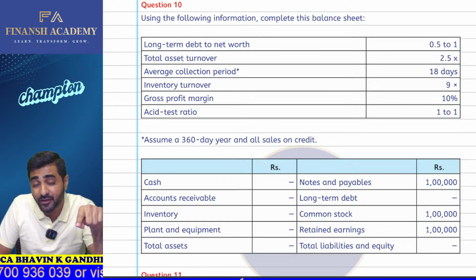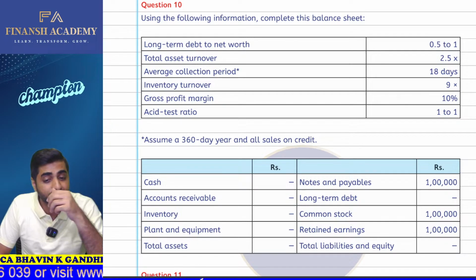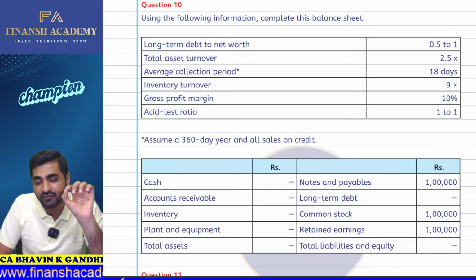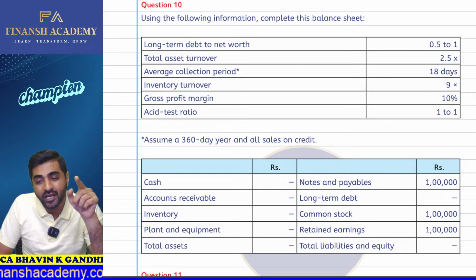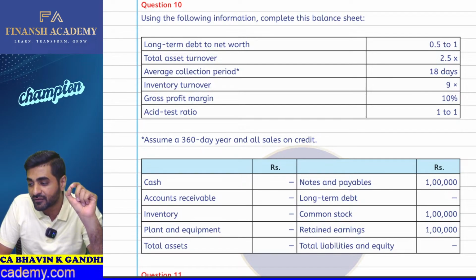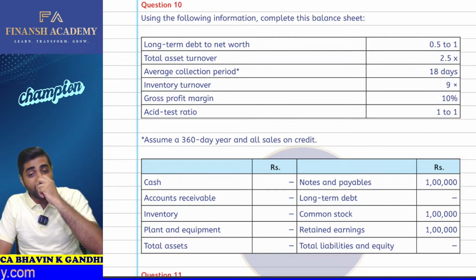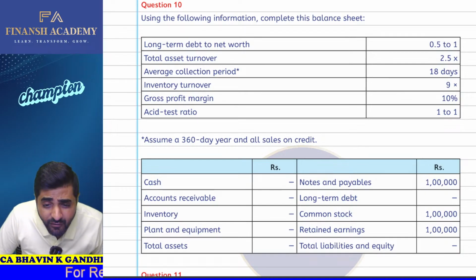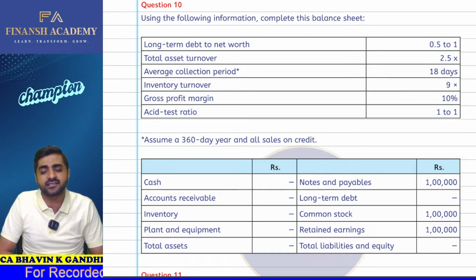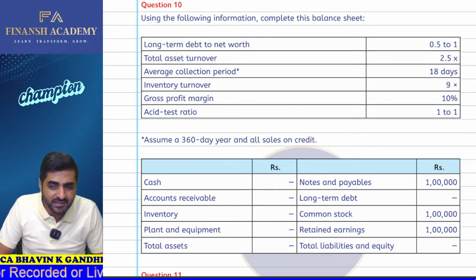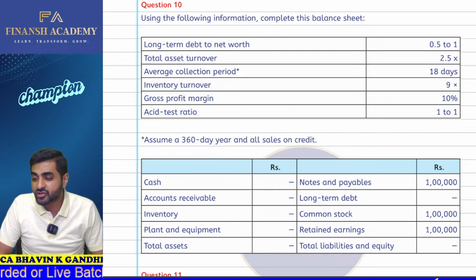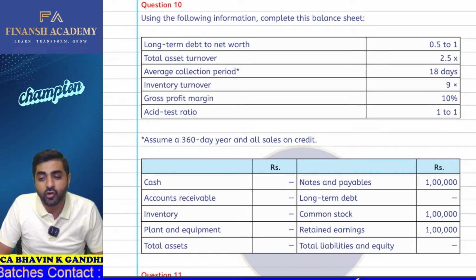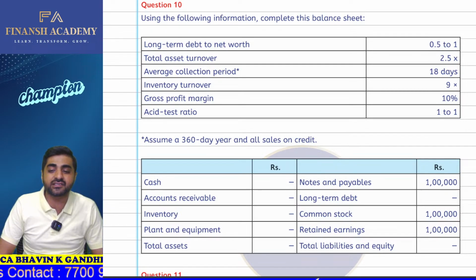Now, again, the format is given to you, but they have given it to you in a very weird way. We have long-term debt to net worth, which is given as 0.5 to 1. We have total asset turnover ratio, which is 2.5 times. Then we have the average collection period, also known as the debt collection period, which is 18 days. They have also told you to assume 360 days a year and all sales are on credit basis. Inventory turnover ratio is 9x, which means 9 times. Then we have the gross margin, which is 10%, and we have asset test ratio of 1:1.